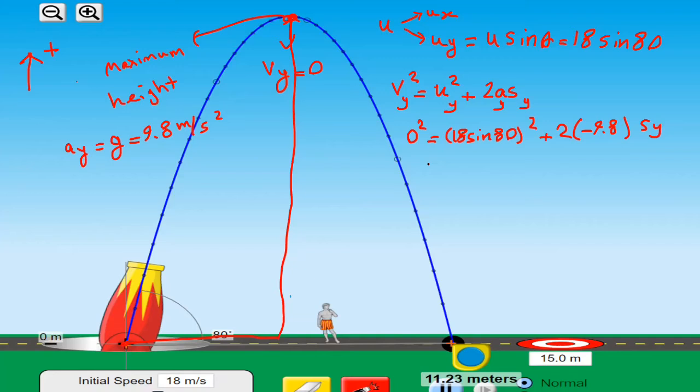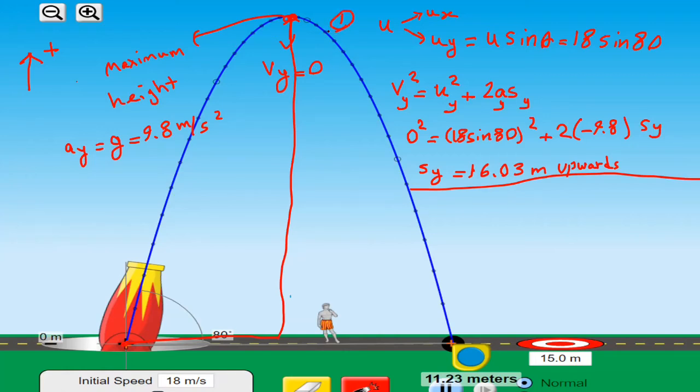As a result, when we solve this equation, Sy equals 16.03 meters. And as it's positive, and upward is positive, it means upwards. This is one way of solving this problem. So I call this one method 1.